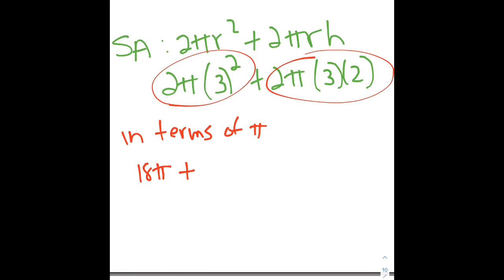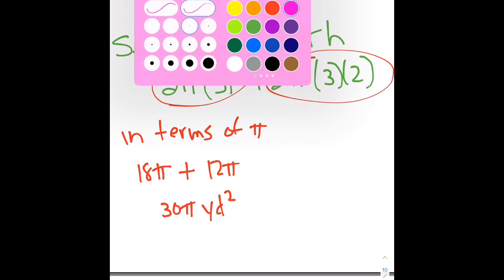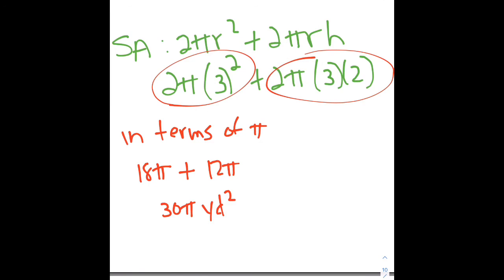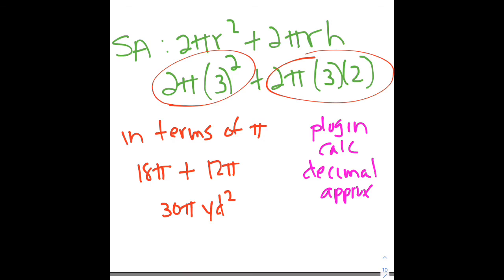The second term is 2 times 3, which is 6, times 2, which is 12. In other words, I'm just doing the number piece. I'm treating it like a variable. So 18 pi plus 12 pi gives me a total of 30 pi yards squared. Another way that you can do this is just by plugging this in your calculator. If you plug it in your calculator, you will get a decimal approximation, and you should get 94.2 square yards.